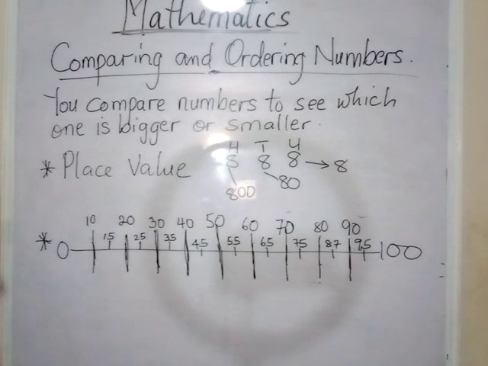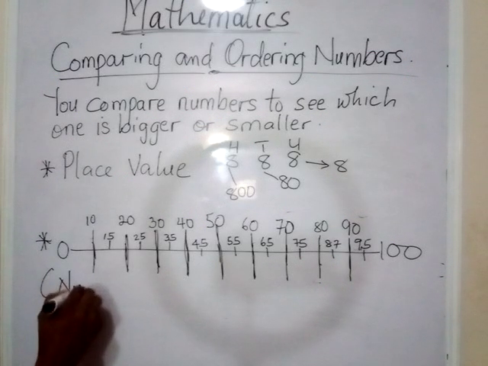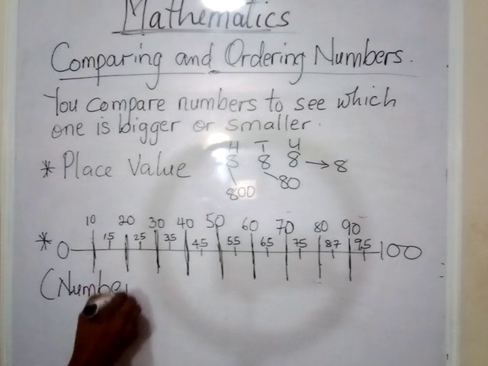Now we're going to look at something else to help us with identifying the values of the digits in numbers. When we're able to identify the different values of the digits in numbers, we will be able to compare two or more numbers and see which one is smaller or bigger than the other. So here we're going to consider this number line. This is called a number line.